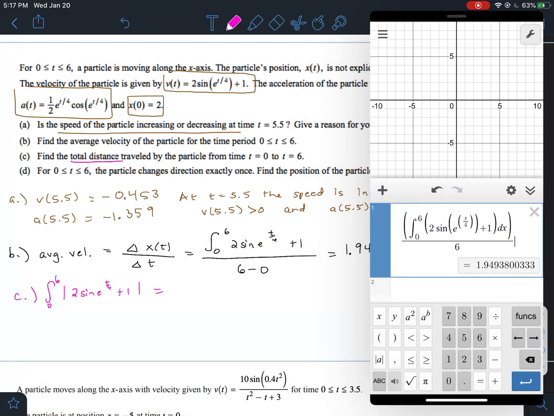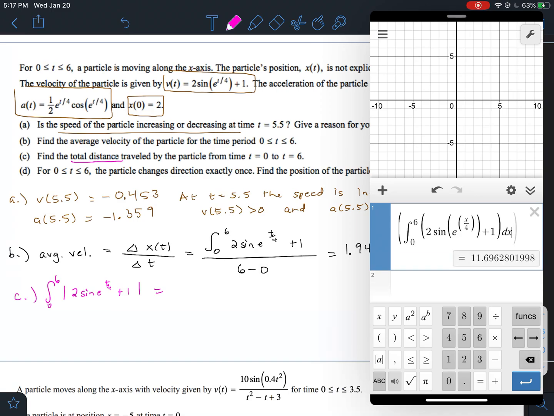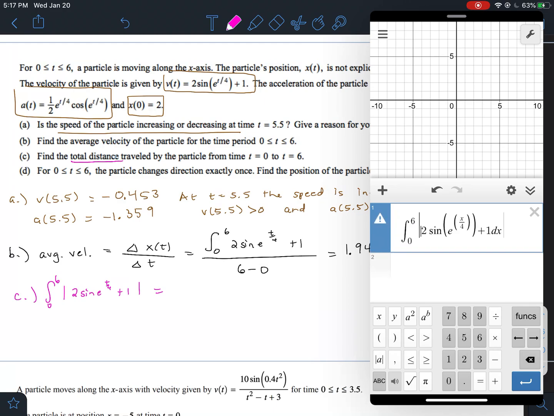So again, we'll go back to here, and then 0 to 6. And then this time, let's erase that. This time we're going to take the absolute value of that. So we'll put this guy in absolute value and we'll end it there. And so the total distance traveled by this particle would be 12.573.